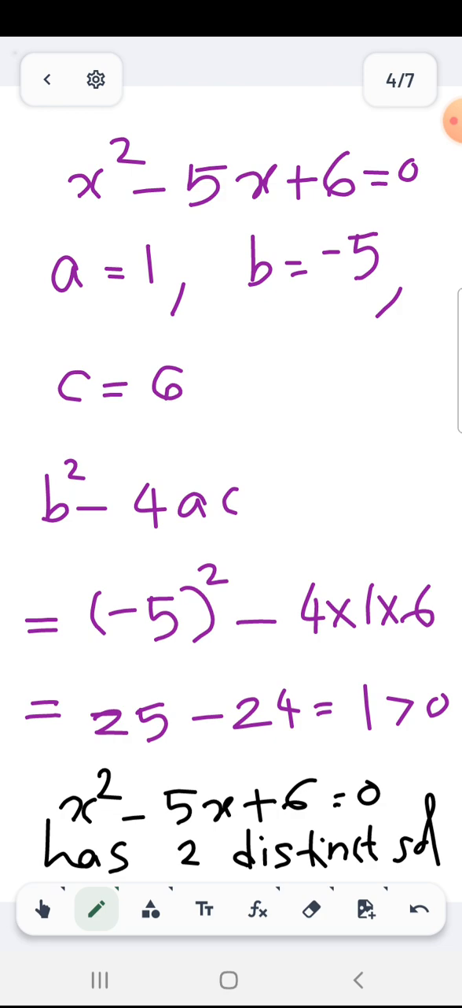We are not going to solve this equation unless the question says so. If the question says to solve it, then only we will solve it. Otherwise, we will just predict the nature of the solution. So x square minus 5x plus 6 equal to 0 has two distinct solutions.